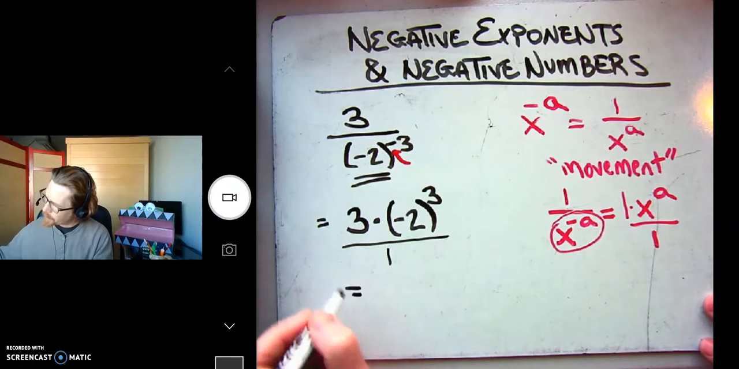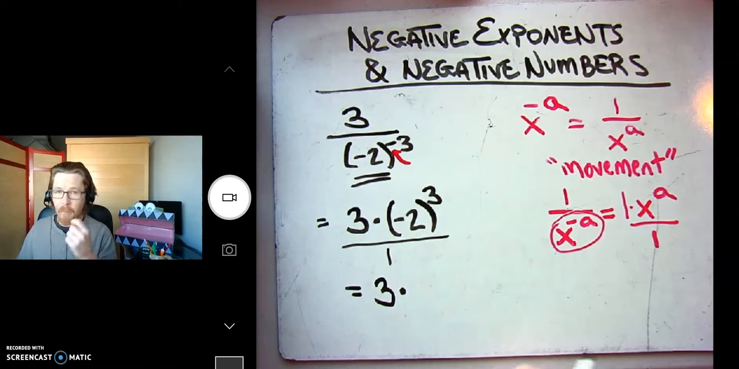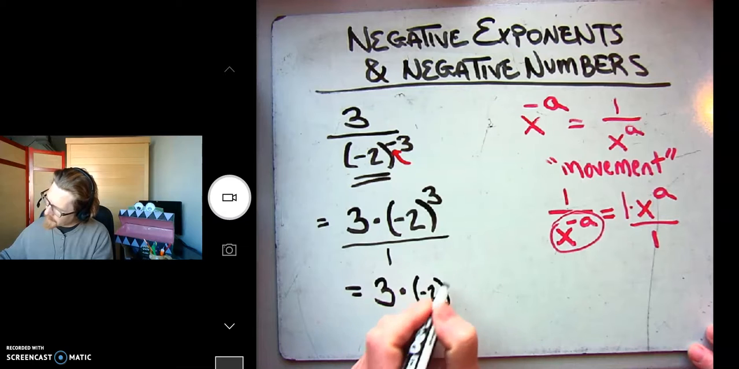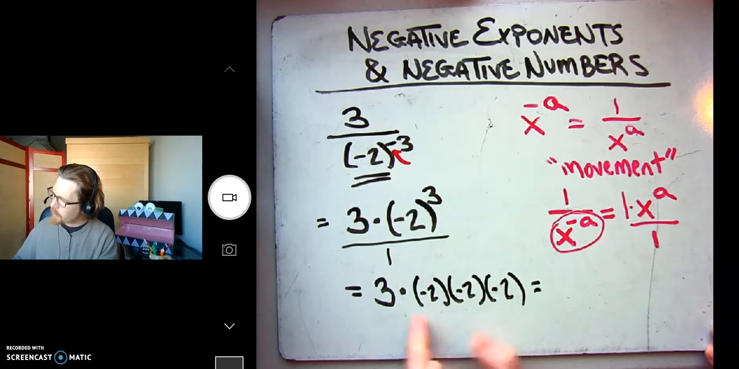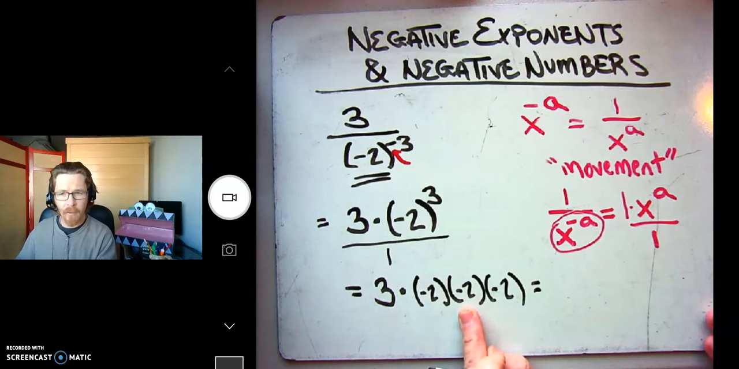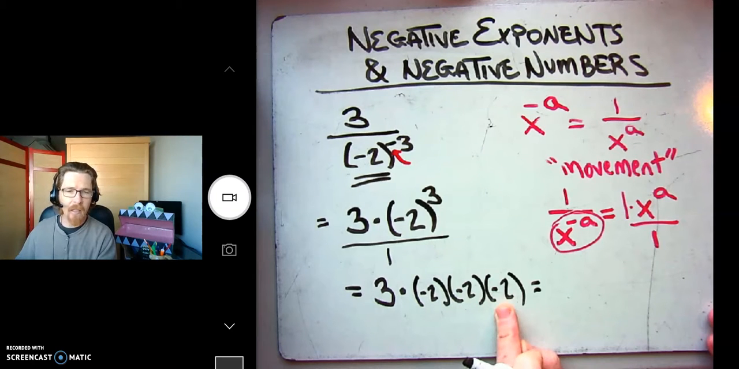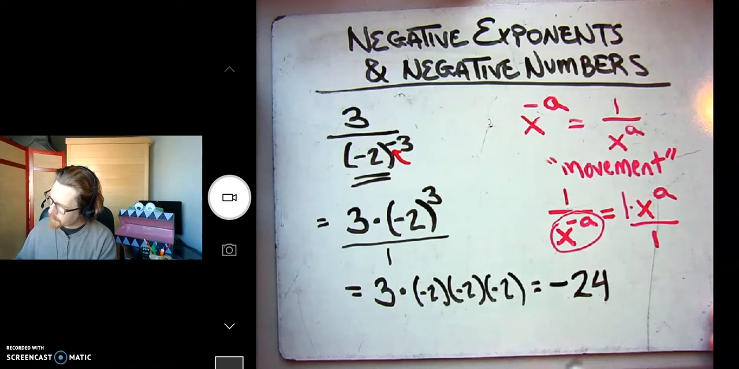Now let's simplify what exactly is happening upstairs. Well, the 3 is still being multiplied, and now I have this -2 to the third power, which really represents -2 times -2 times -2. And now this is multiplication. We can do it in any order we want. We know that -2 times -2 is +4. +4 times -2 is -8. And -8 times 3 is -24.